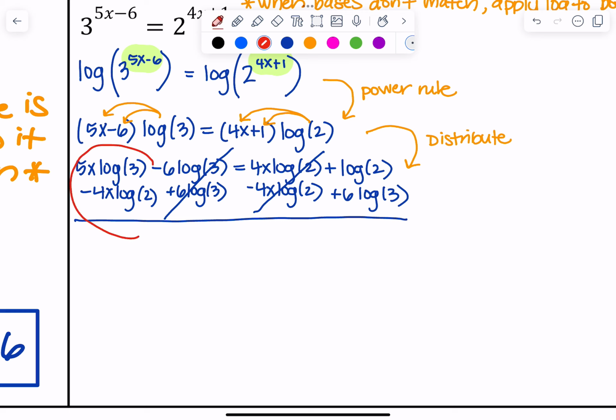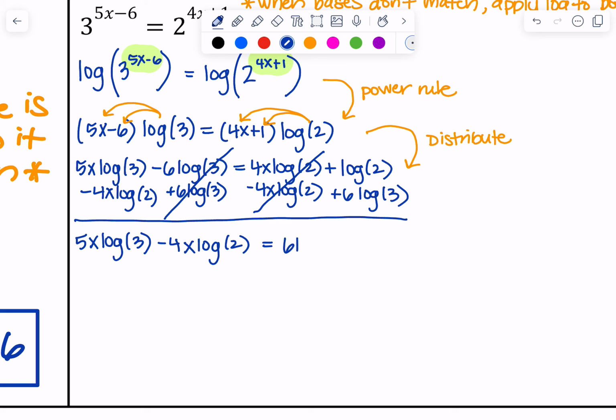Notice here I can't really combine these because they have different logs, so I'm just going to write it out as 5x log 3 minus 4x log of 2 is equal to, and then the same thing, I can't combine the right side either. 6 log of 3, I put log of 3 first, it doesn't matter, plus log of 2. Okay?